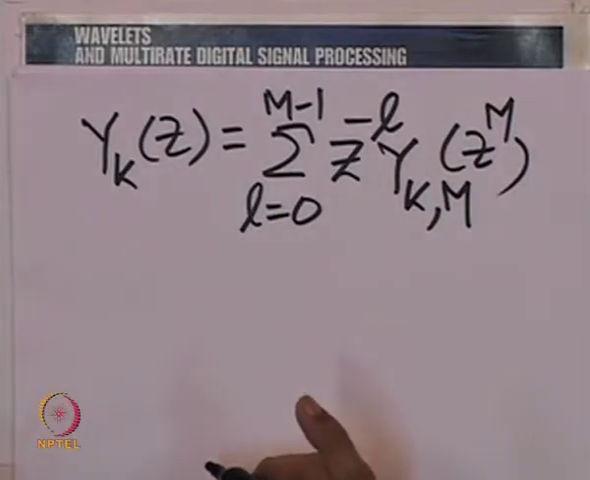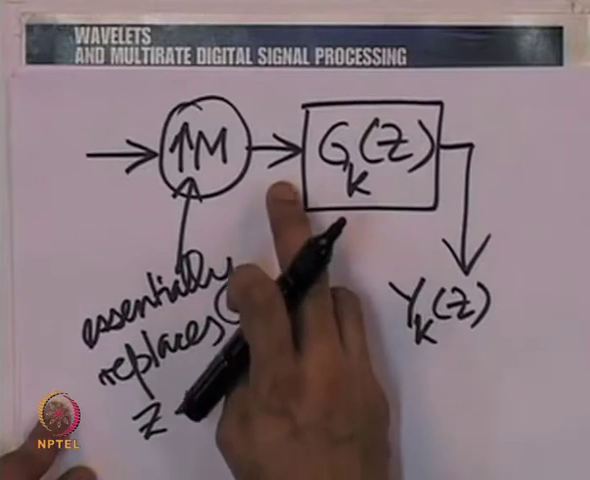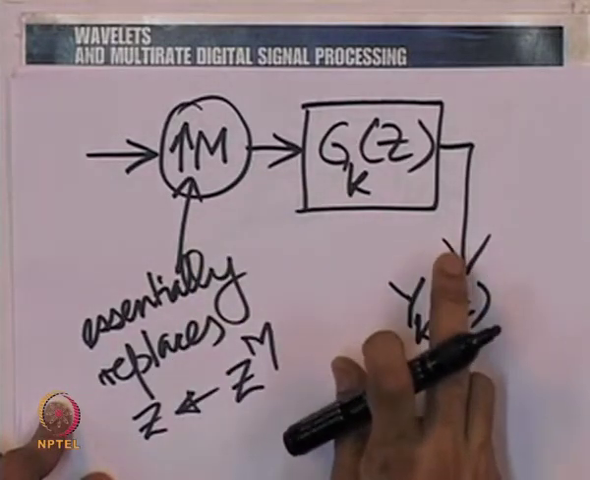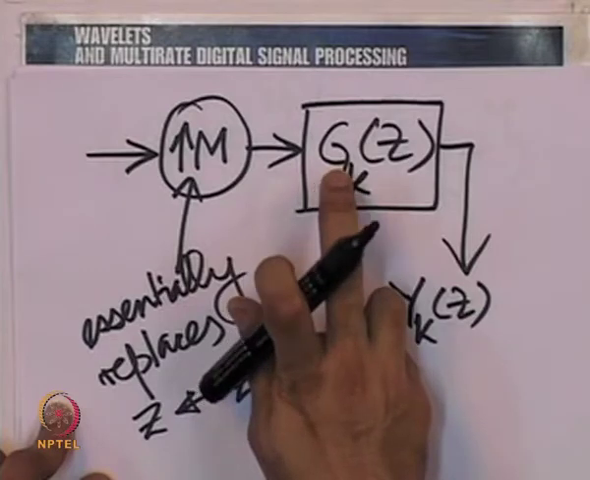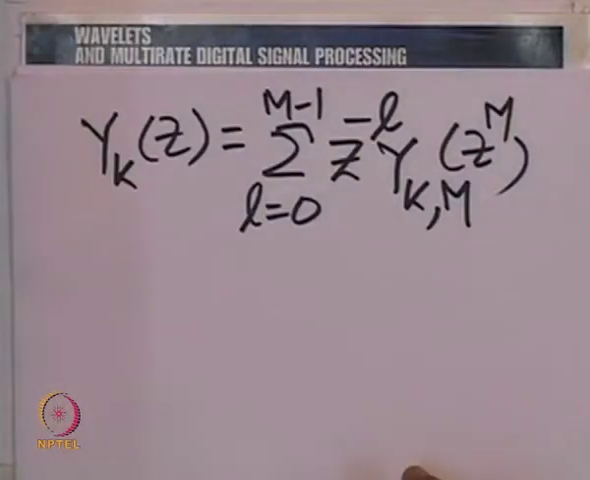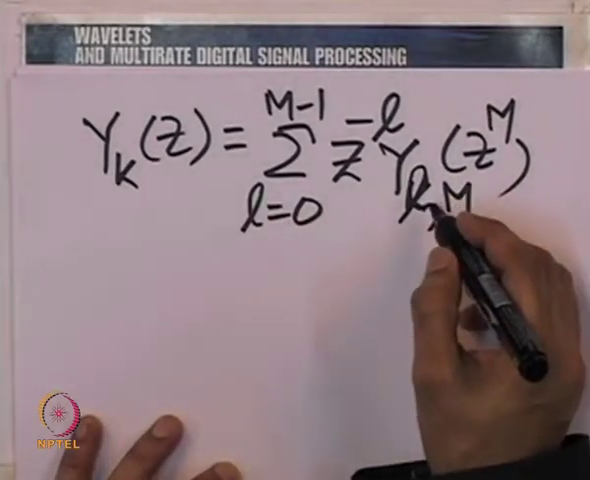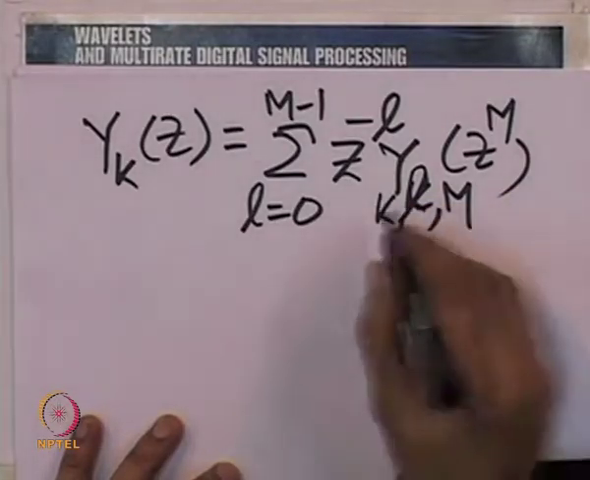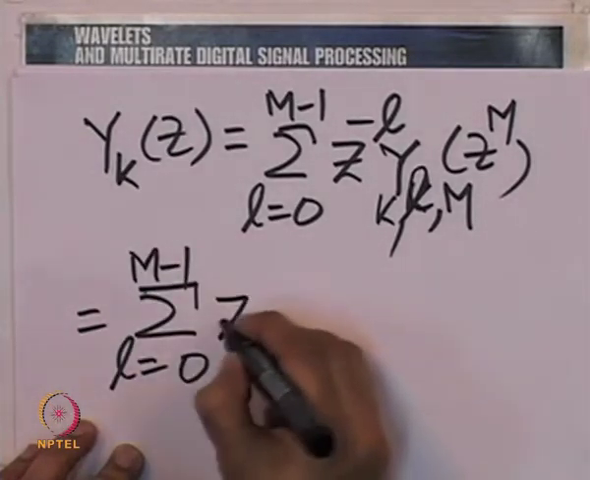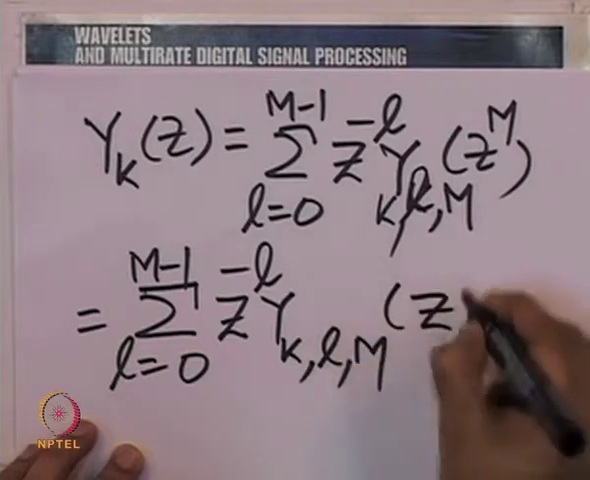then it is very easy to see that what comes here is anyway a function of z raised to the power of m. So, to get the hanging powers of z inverse, you must take the corresponding hanging powers of z inverse appearing from this filter. I am sorry, this should be L here, there is a little correction. Actually we should write y k L, because there are three indices here. So, let me rewrite this. Summation L going from 0 to m minus 1 z raised to the power minus L capital Y k L m z raised to the power m.